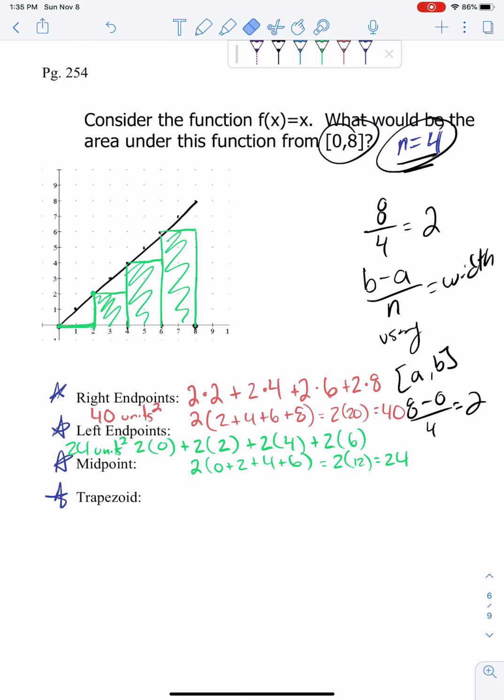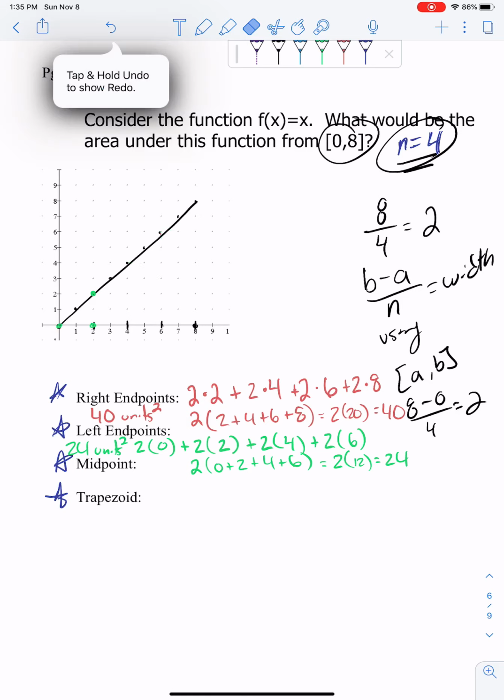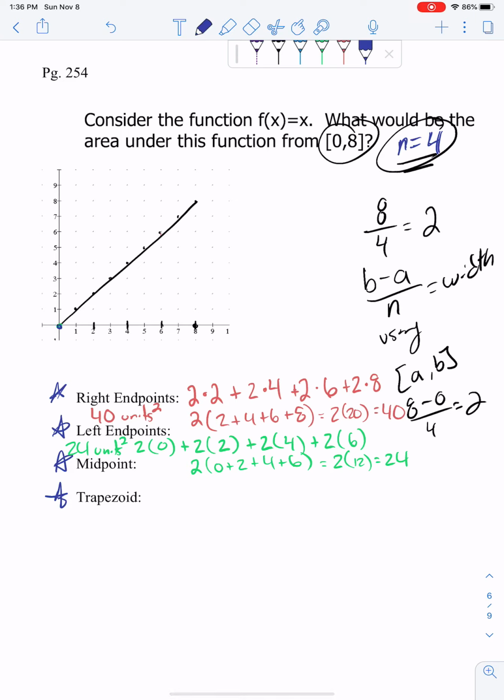So let's try the midpoints. Oh no, don't do that. We just want to get rid of this green stuff, right? So if I look at the midpoints, so we'll do this one. Let's go ahead and do blue. My interval goes from 0 to 2, which is going to make my midpoint 1. So that's where my height is going to come from. So from 0 to 2, I'm going to go up to 1.